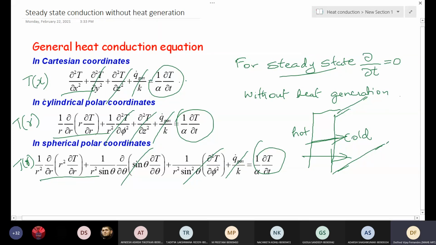And now you know that since temperature is a function of only one variable, what does that mean? The derivative should be partial or total? The total derivative. Okay, so it will become a total derivative. So we will reduce the Gauss equations to one-dimensional problems.